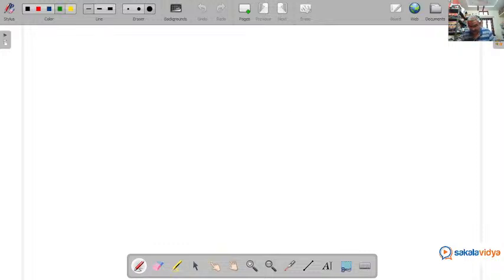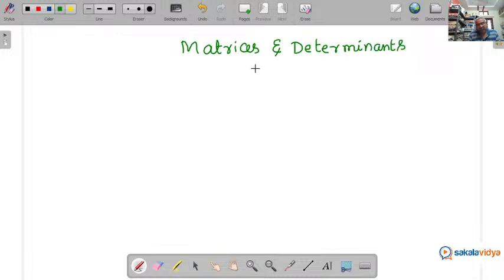This is matrices and determinants. Simultaneously, these two we will cover, determinants also. So, first all of you note down the first question.